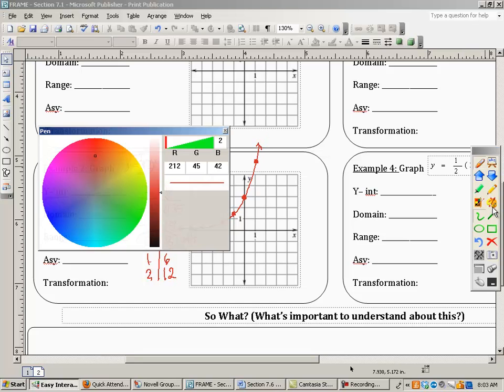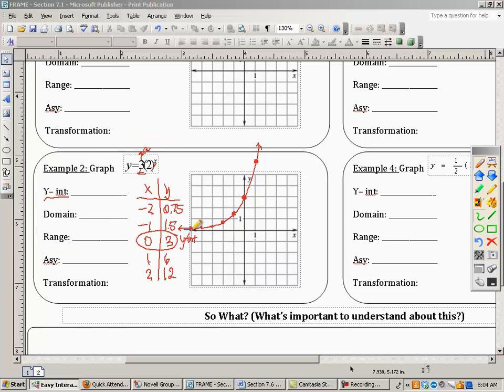So I'm going to change my color again, and I'm going to draw in my asymptote, and I always suggest making this another color. I actually use a highlighter normally when I'm doing this so that I know don't touch the x-axis. Because this is the x-axis, our asymptote is y equals 0. Our y-intercept we said was this value of 3, so 0, 3. We always want to write this as a point.